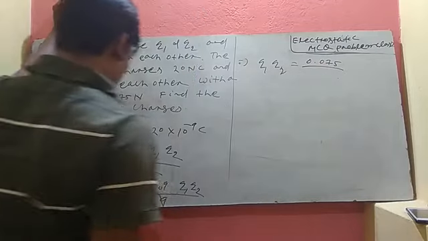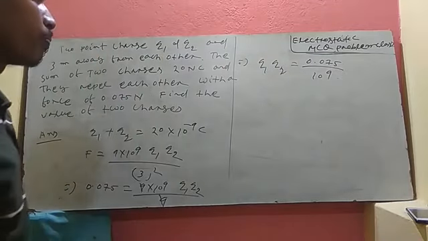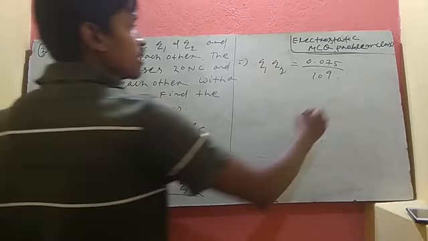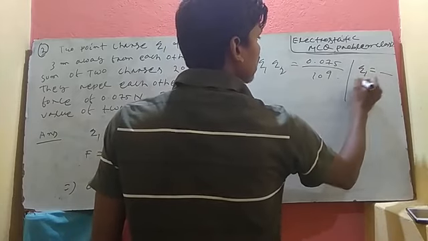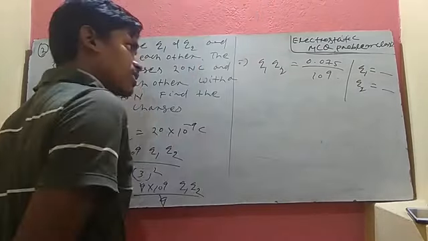0.075 divided by 10 to the power 9. See the Q1 and Q2, but find the value of the two charges. That means finally you have to find Q1 is dash, Q2 is dash. First of all, you have already studied in 8th class, 9th class and 10th class.